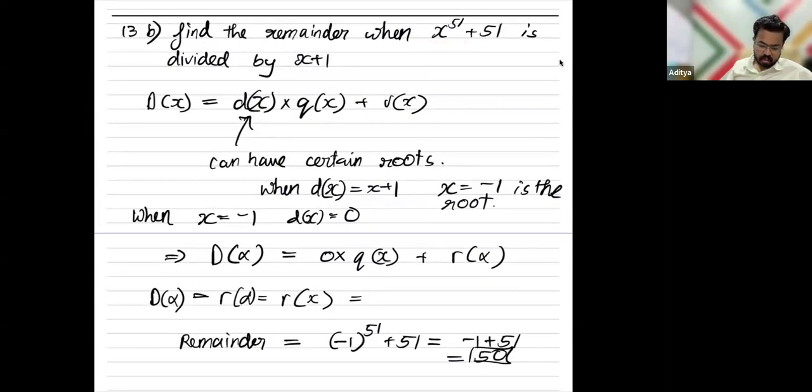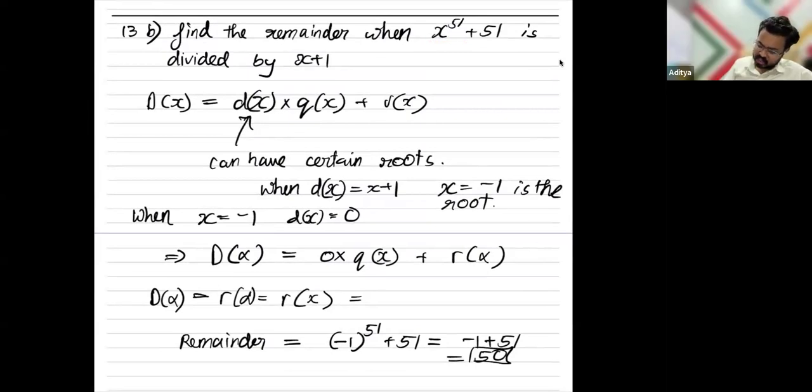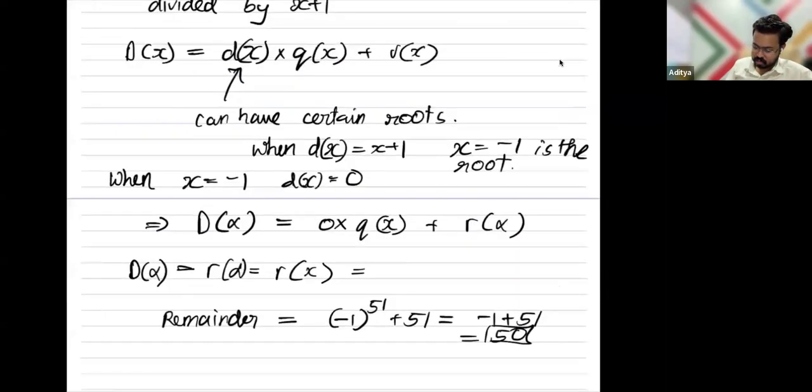Any queries with this? So basically remainder theorem, right? This is called remainder theorem. Whenever you get a zero remainder, it becomes factor theorem. So factor theorem is basically a checking method to figure out if your dividend has roots the same as the divisor, or does the divisor divide your dividend completely or not. That is factor theorem.